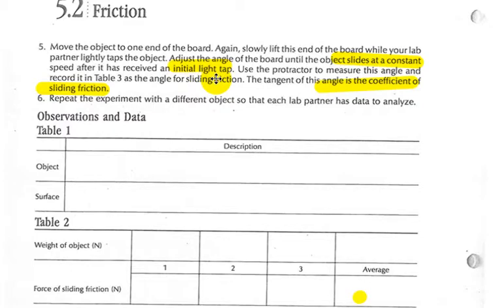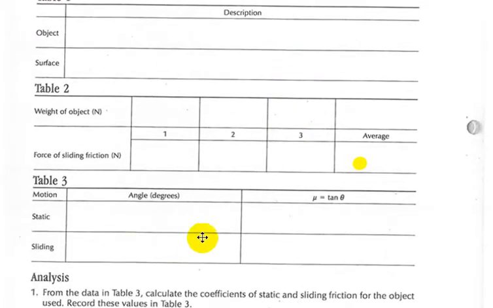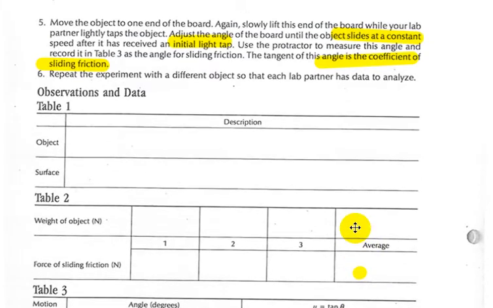So of course this should be less than the previous one because it's already moving because you've tapped it slightly. So this is the idea of finding kinetic friction. Use a protractor to measure this angle and record it as sliding, or what I refer to as kinetic friction. The tangent of this angle is the coefficient of sliding friction. So there we go. That angle will go here, and then this calculation will be the coefficient of sliding friction.